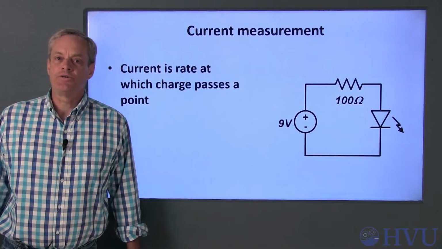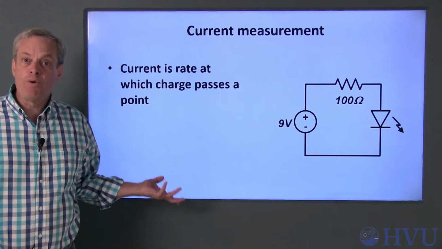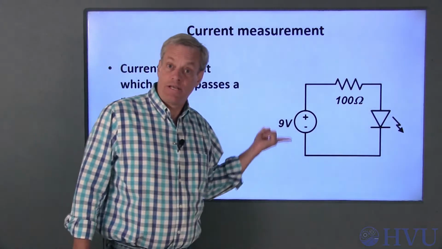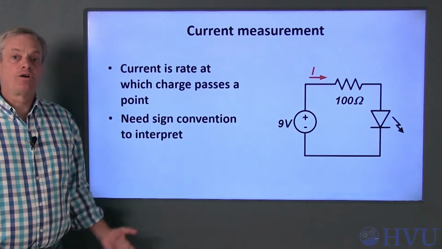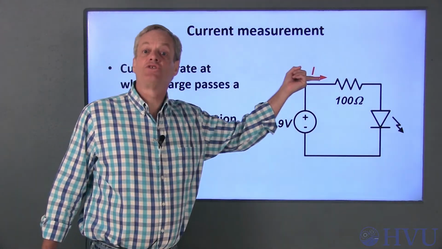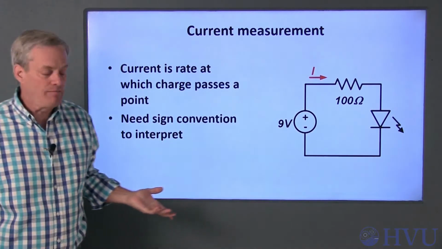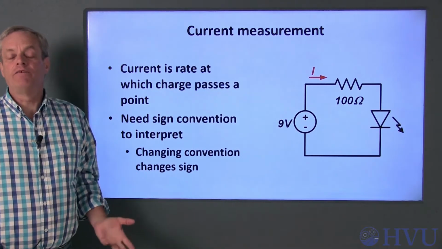Next, I'll talk about measuring current. Current is the rate at which charge passes a point. The circuit I'll use is the same one as before. Current also requires a sign convention. Current sign conventions are indicated by an arrow pointing in the assumed direction of positive current. As usual, changing the sign convention changes the sign on the value.